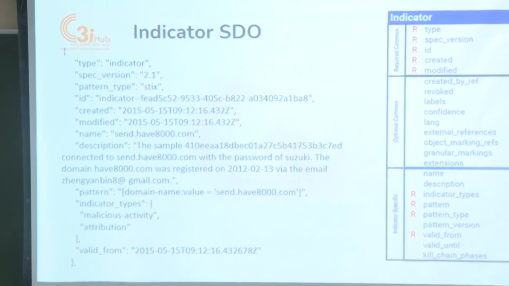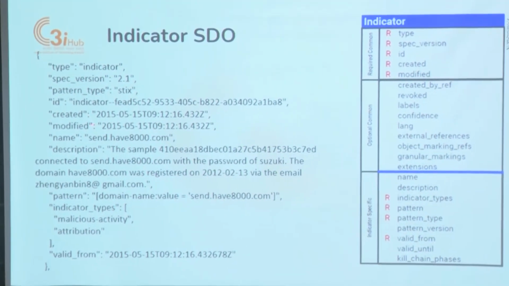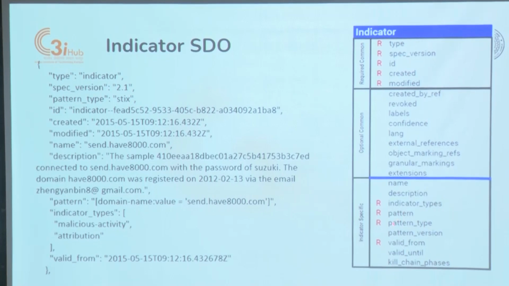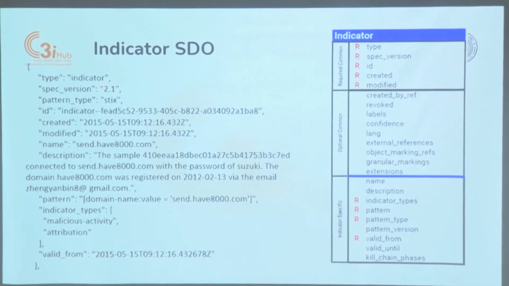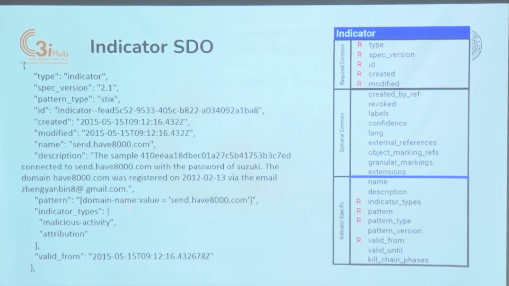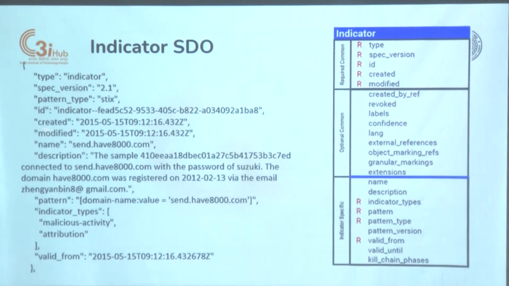So this is the indicator SDO. You can see that it's a type, and this is STIX 2.1 version. This has the STIX patterning language used here. So pattern type and pattern are usually close by, but in JSON it does not matter. This is key-value pairing. The JSON language is basically key-value pairing, so the order does not matter.